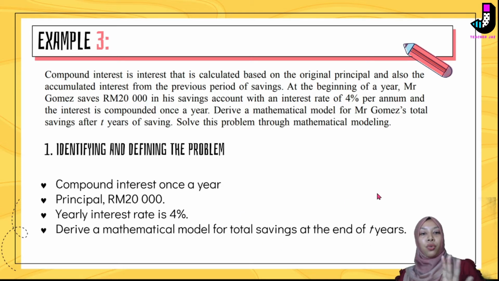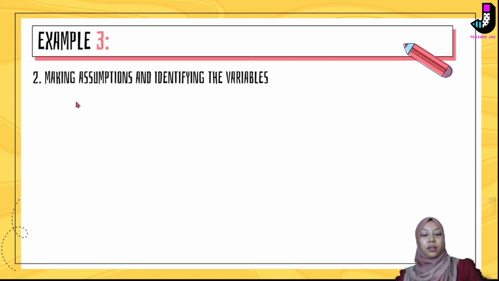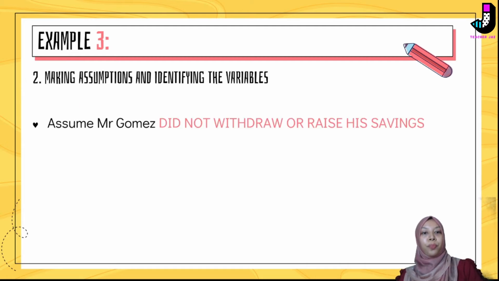From here, the second step is we need to make assumptions and identify the variables. If you want to use this data, this table afterwards, this is what you need to assume. We must assume that Mr. Gomez did not withdraw or raise his saving. Sepanjang waktu simpanan itu, dia tidak mengeluarkan ataupun tidak menambah simpanan dia. Kalau tak, nanti dia dah larilah daripada formula tu.